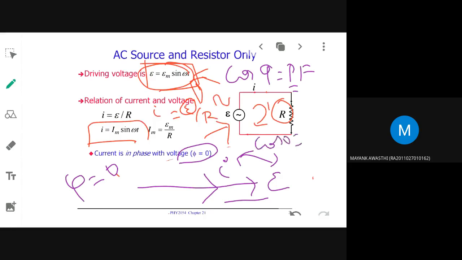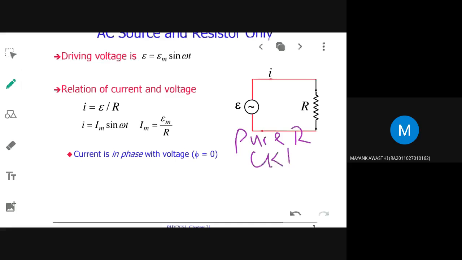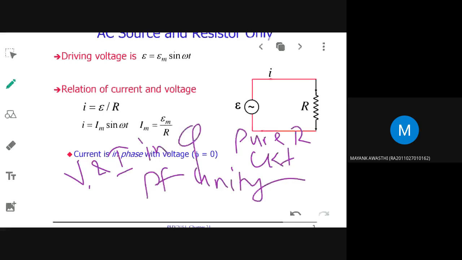Cos 0 will be equivalent to 1. So always, when it comes to a purely resistive circuit, the power factor is unity, and V and I are always in phase. These were the things that we discussed in the earlier class.